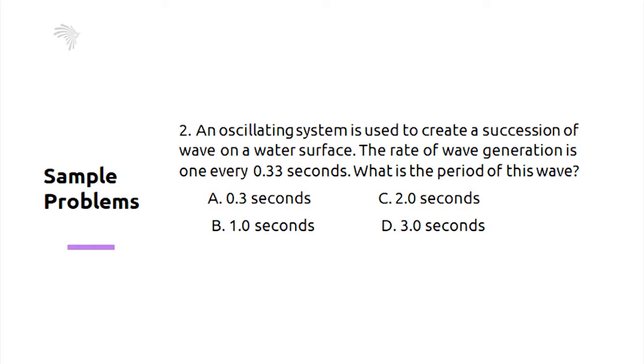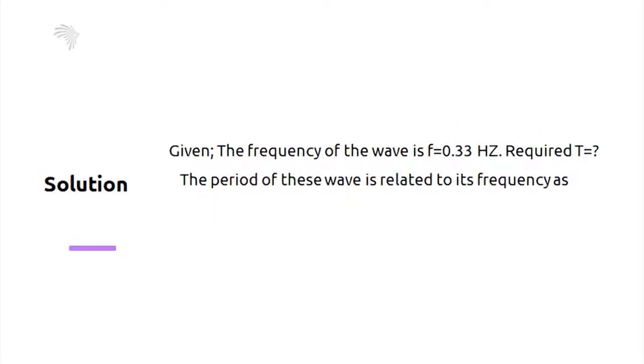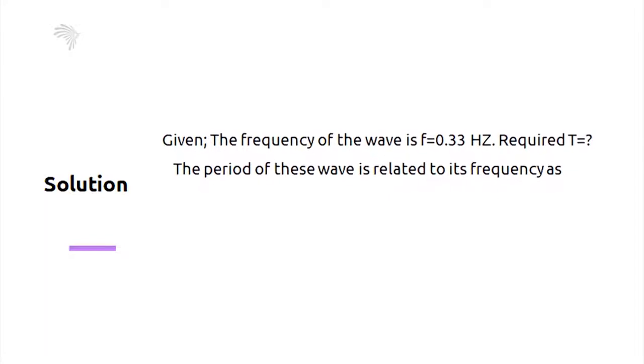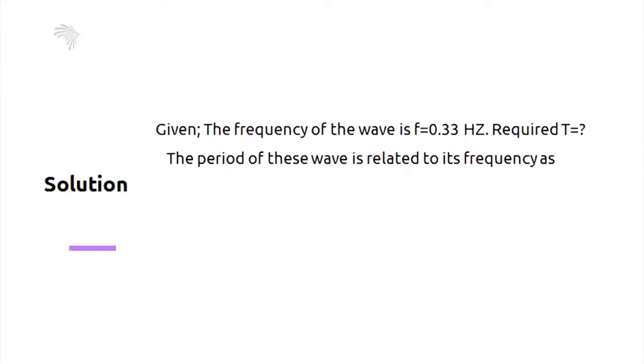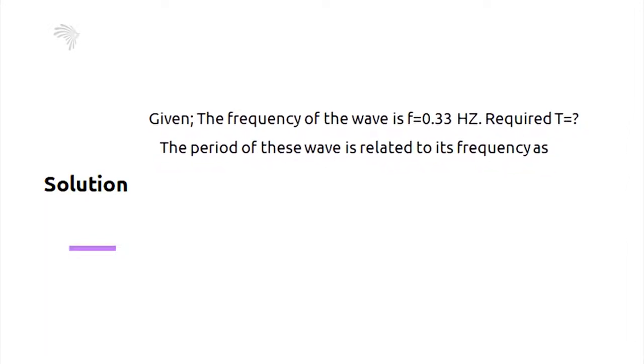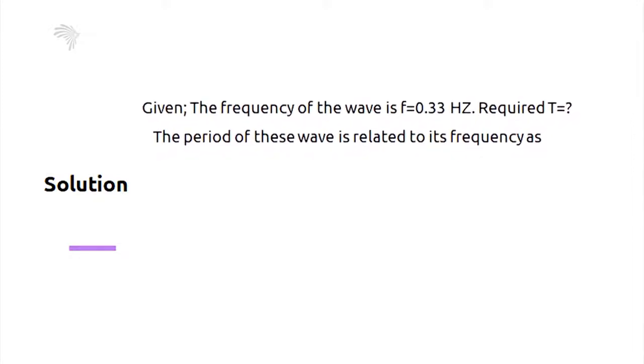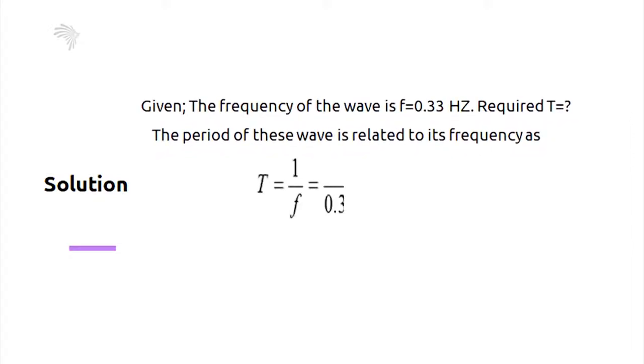So in this problem, we are given the frequency of the wave, which is 0.33 Hz. So you are simply required to calculate the period. And we know that the period is the inverse or the reciprocal of frequency. So period is equal to 1 over frequency. 1 divided by 0.33 Hz gives us 3 seconds. So the answer is D.